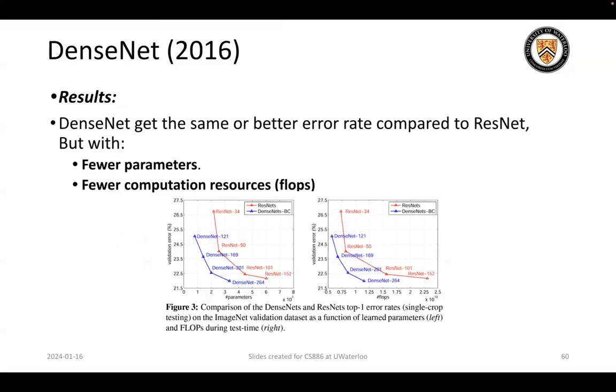Here in figure 3, we are comparing the DenseNet and ResNet top 1 error rates, single crop testing, on the ImageNet validation dataset as a function of learned parameters and FLOPs during test time. The red curve is ResNet and the blue curve is DenseNet. We can see that DenseNet has a lower top 1 error rate and a lower number of floating point operations. So fewer parameters and fewer computational resources, and DenseNet gets the same or better error rate compared to ResNet.